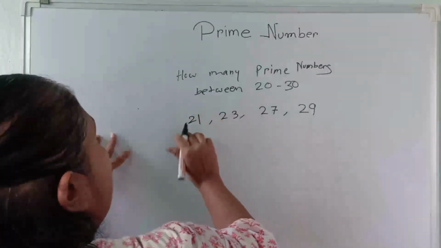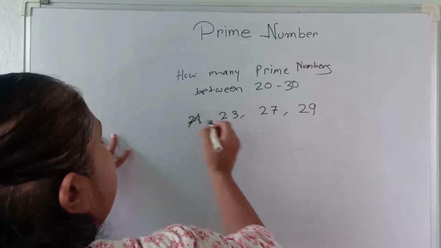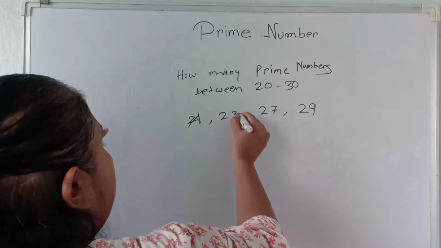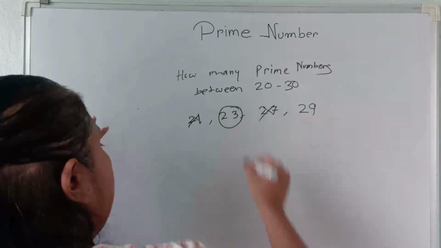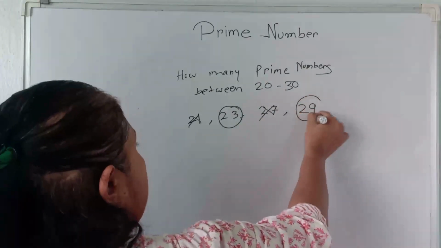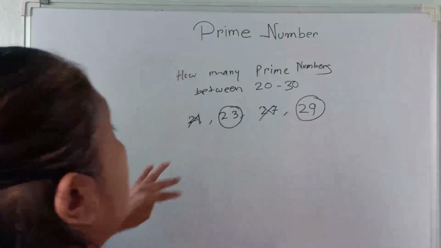Among them, 21 is completely divisible by 3, so this is not a prime number. 23 is only divisible by 23 or by 1, so this is a prime number. 27, we can easily divide 27 by another number, so 27 is not a prime number. And 29, we can divide 29 only by 29 and 1 itself.